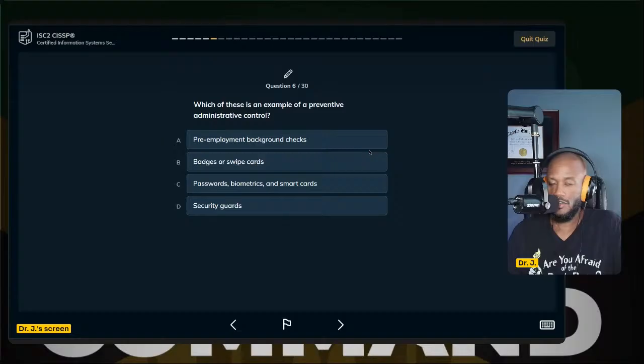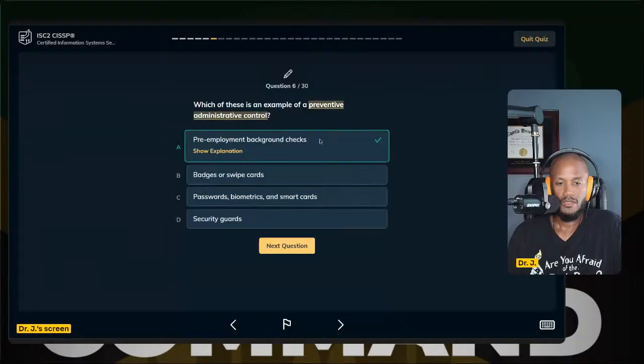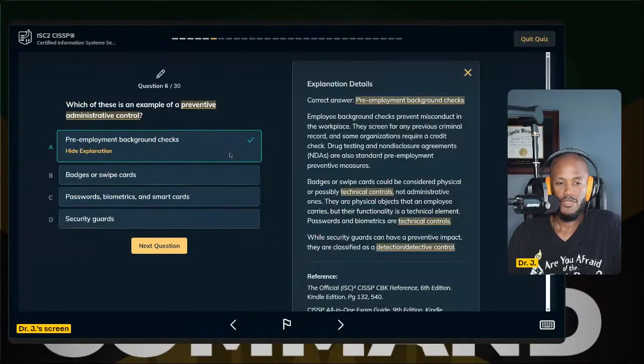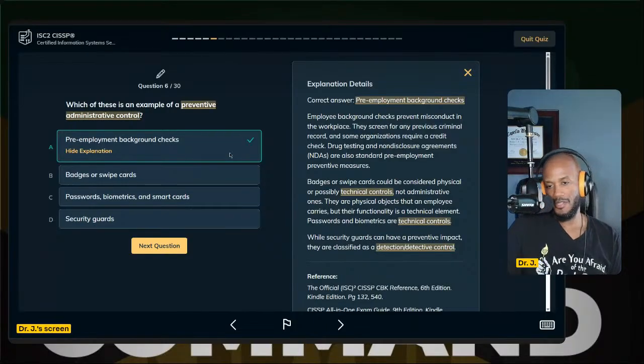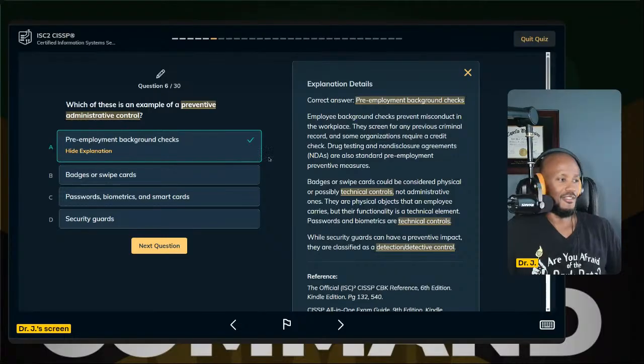Yeah, because the rest of these, they would already be in. Badge is technical. Password and biometric is pretty much technical as well. Security guards is physical. So technical, physical. That's the only one I see that would be administrative, would be A. Well, I guess what I'm saying is, if you got a badge or a swipe card, that means you already got past the background check. You're already in. So it's not really much to prevent if they're already in the system now. But yeah, pre-employment background checks.